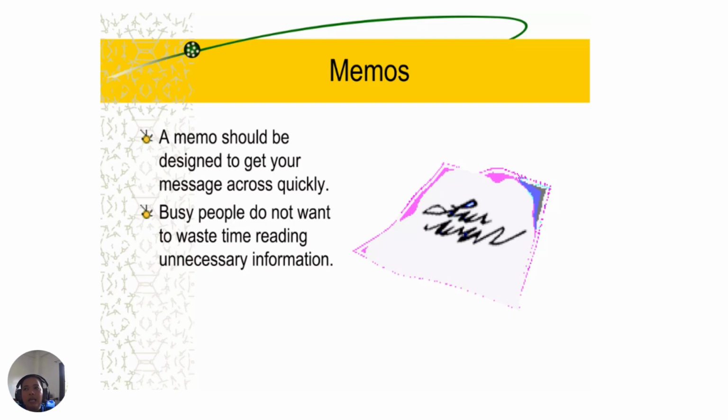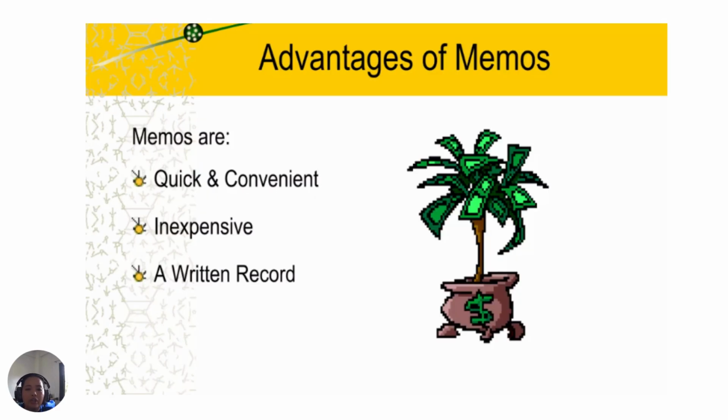In short, memorandums give information, and at the same time there is a specific date when it will take place, so there is an action, an implementation, and immediate action. Busy people do not want to waste time reading unnecessary information, so you should put into the memorandum only the important facts that the readers would like to read and therefore act on. Memos are quick and convenient. They are inexpensive, and of course, a written record.